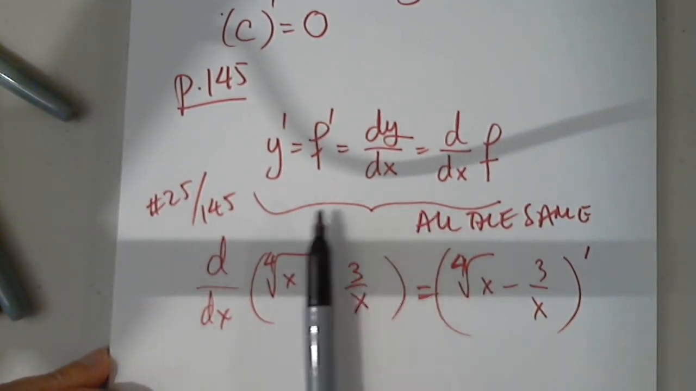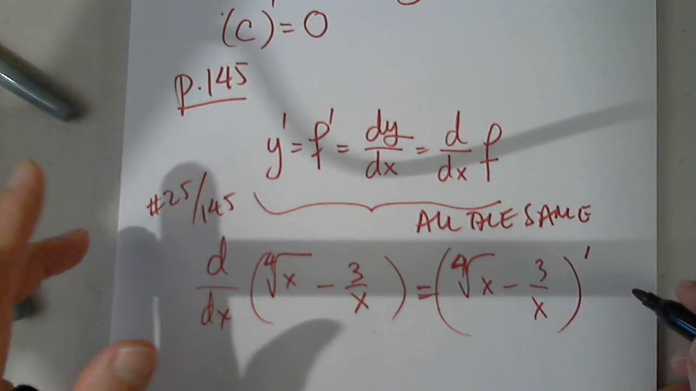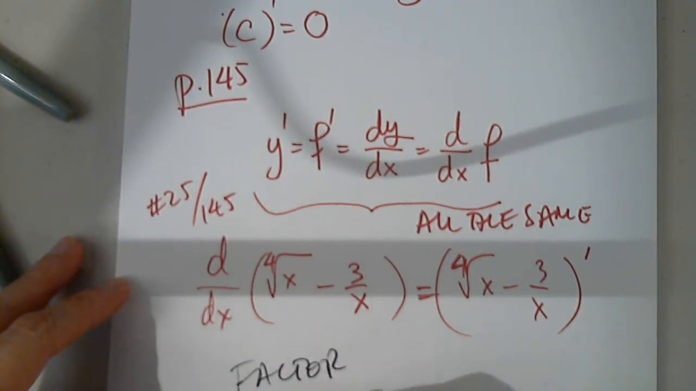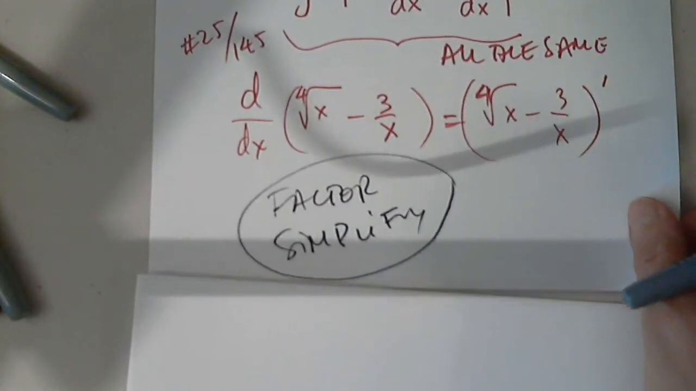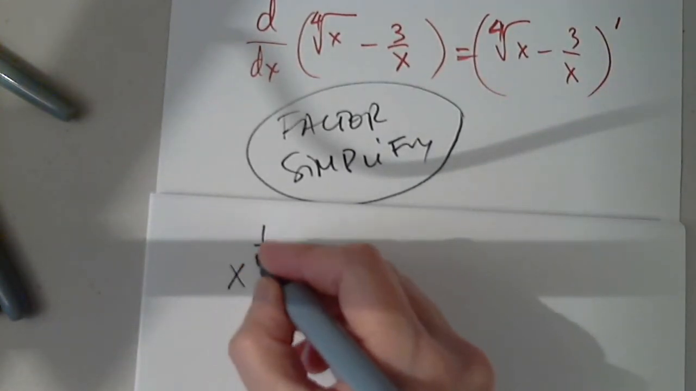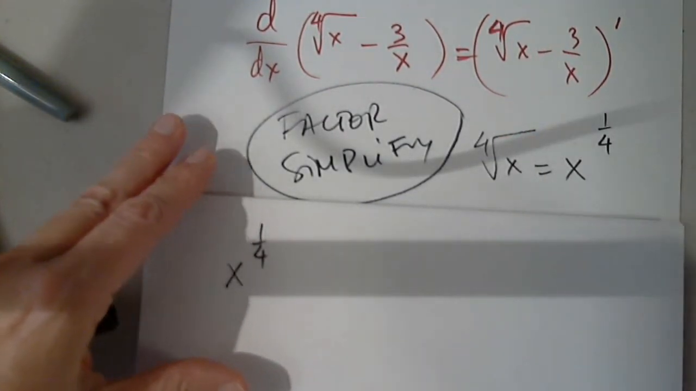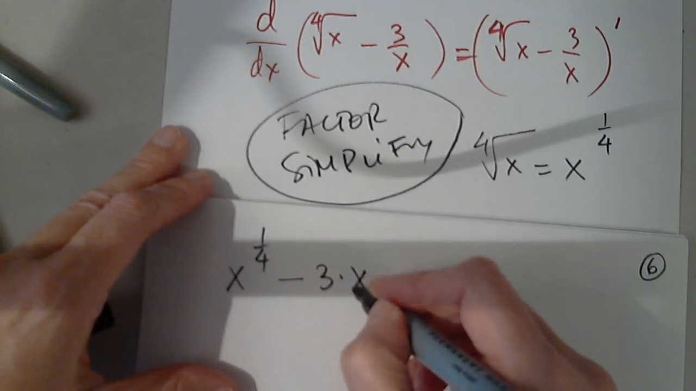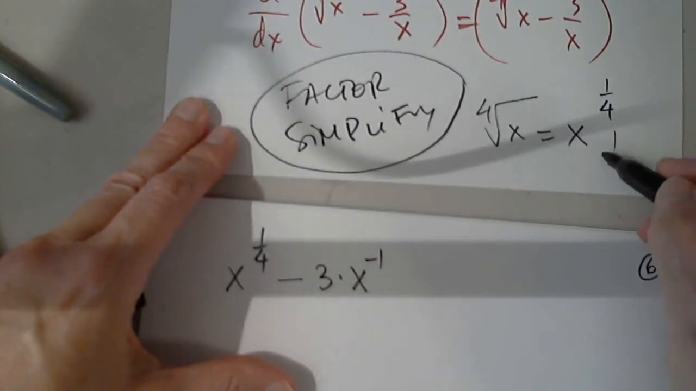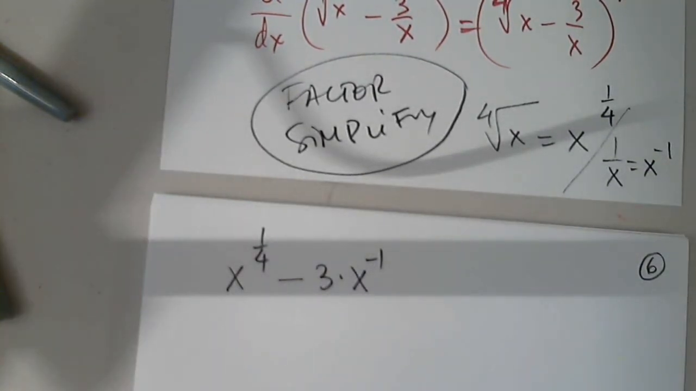So the notation, they're all the same, and I will always try to simplify this function if I can. Remember, factor and simplify are our key concepts in any math class. So I'm going to work on the function and rewrite it as x to 1/4, because the fourth root of x is the same as x to the power 1/4. And I'm going to rewrite 3 over x as 3 multiplied by x to -1. So 1 over x is x to -1, to refresh our memory on those two.